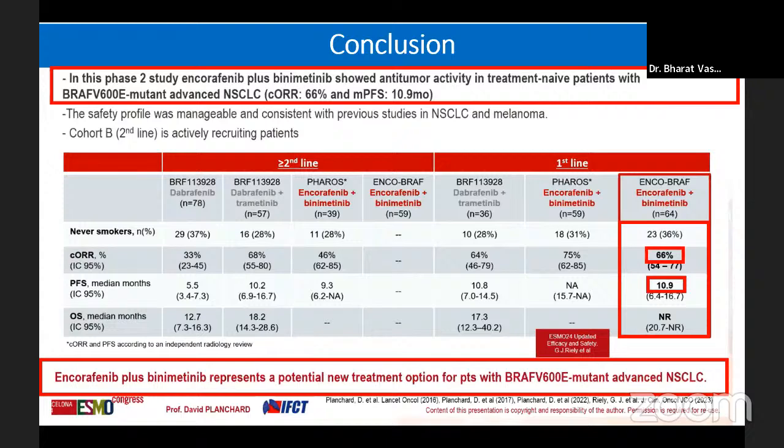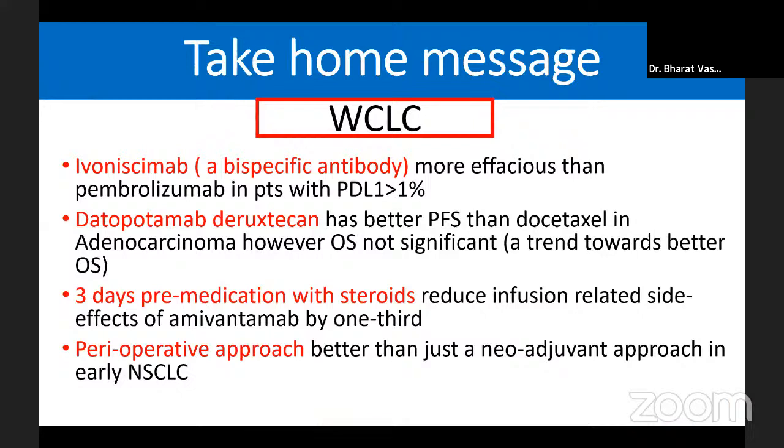And you now have two different options when you have BRAF in the first line in non-small cell lung cancer. So if I have to give my nine take-home messages: ivonescimab is more efficacious than pembrolizumab in patients with PD-L1 of more than 1. Datopotamab deruxtecan has a better PFS than docetaxel in adeno. However, OS is not significant, but there is a trend to better OS.